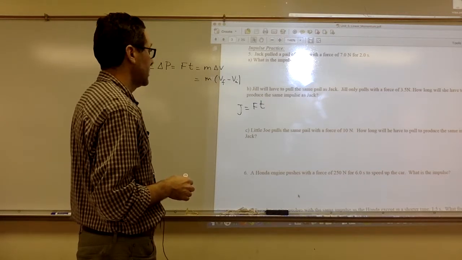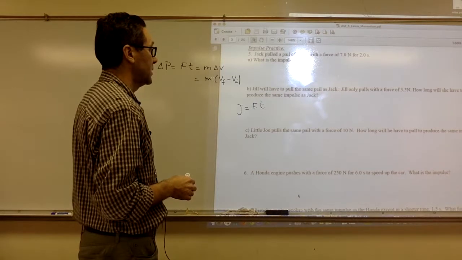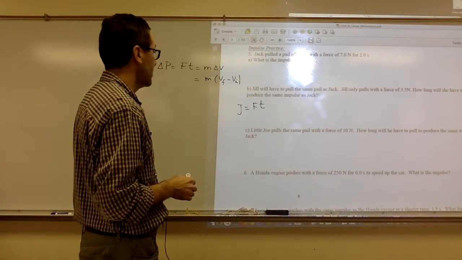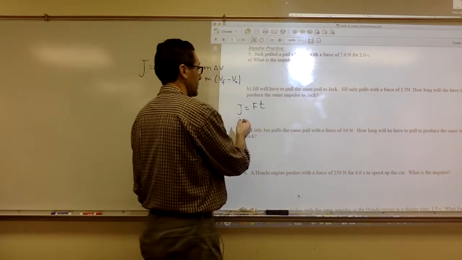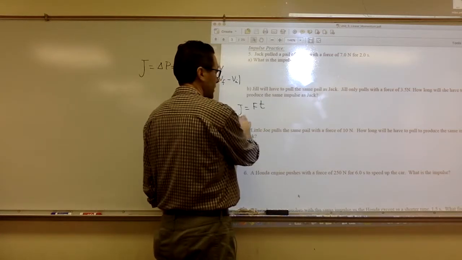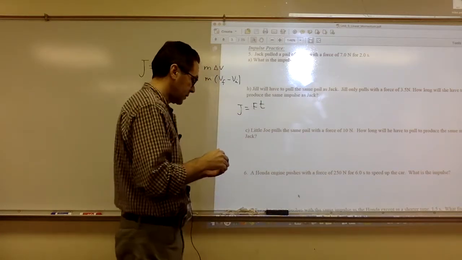Little Joe pulls the same pail with a force of 10 newtons. How long will you have to pull to produce the same impulse? Again, you can put 14 equals 10 times t. It's probably easier than doing proportions.